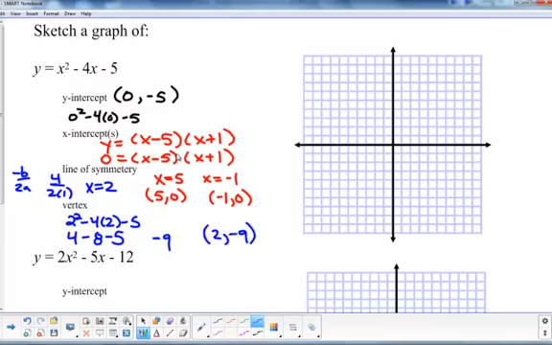To plot those special points, we've got (0, negative 5). 5 gives 0, and negative 1 gives 0. And then our line of symmetry, where everything is symmetrical, is at 2, which is making good sense, negative 9. So that tells us that we have this other lovely symmetrical point right here if you want to add that in. And then you can draw your parabola.